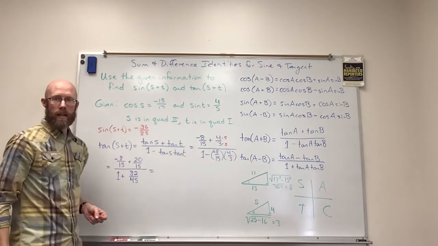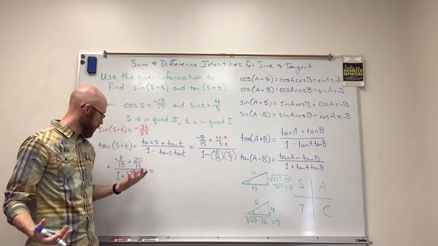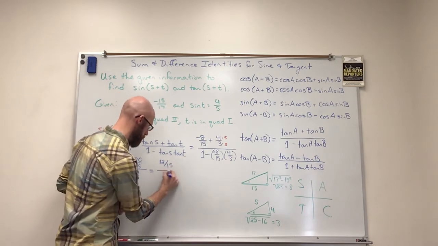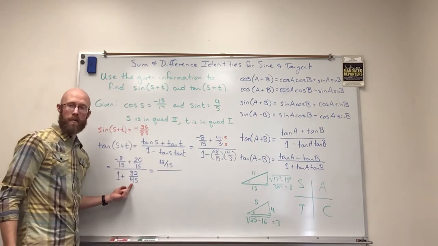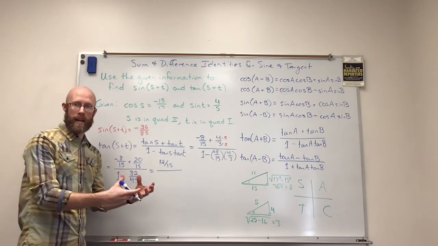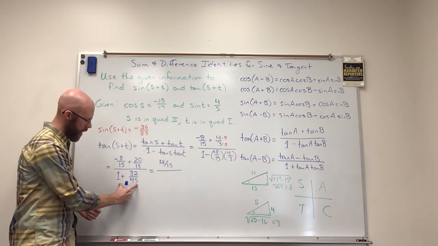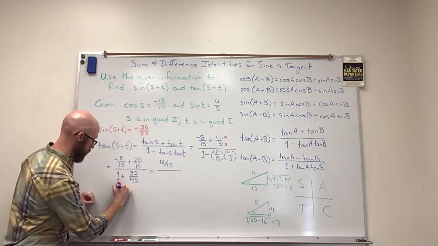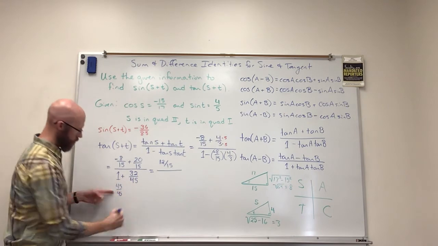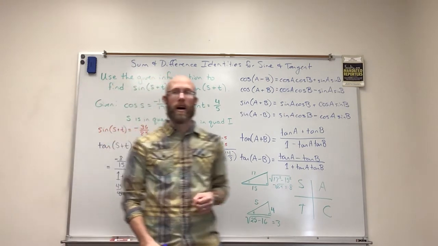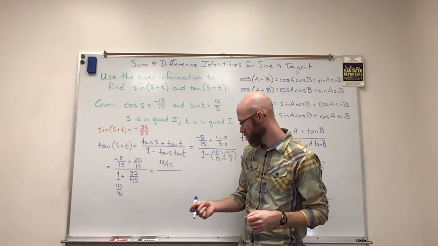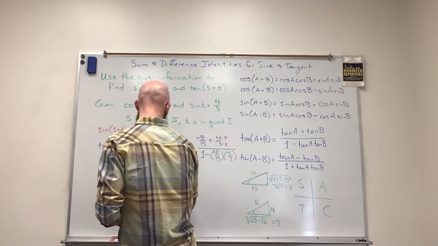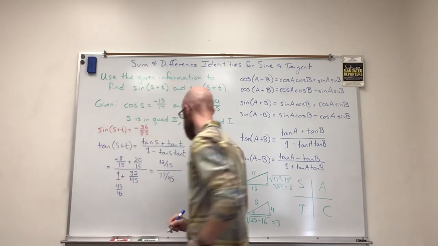All right, my numerator I can combine, right? Negative 8 and 20 makes 12, so it's 12 fifteenths on top. On the bottom, I need a common denominator again, right? I'm trying to simplify a complex fraction, so I need to get a single fraction on the bottom. 1 is really 45 over 45. Think about it that way. 45 over 45 plus 32 over 45 is 77 over 45. Yeah, 77. So I want 77 over 45.